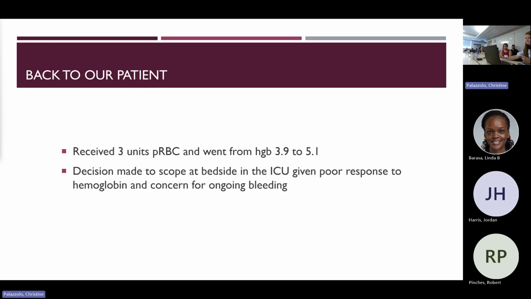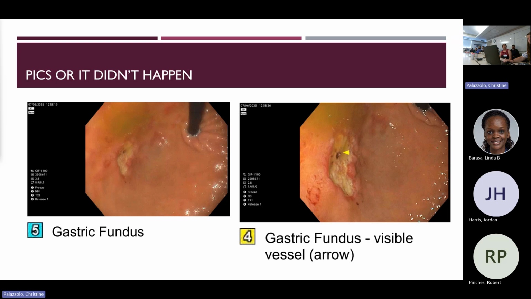Okay, we can go next. All right, so back to our patient. He got 3 units of packed red blood cells and his hemoglobin went from 3.9 to 5.1. What are you expecting the patient to go up to? Yeah, at least 7, right? Somewhere in that area, 1 unit for 1 gram, right? So we decided to scope him bedside because that was a terrible response, and his blood pressure was still waxing and waning at the time.